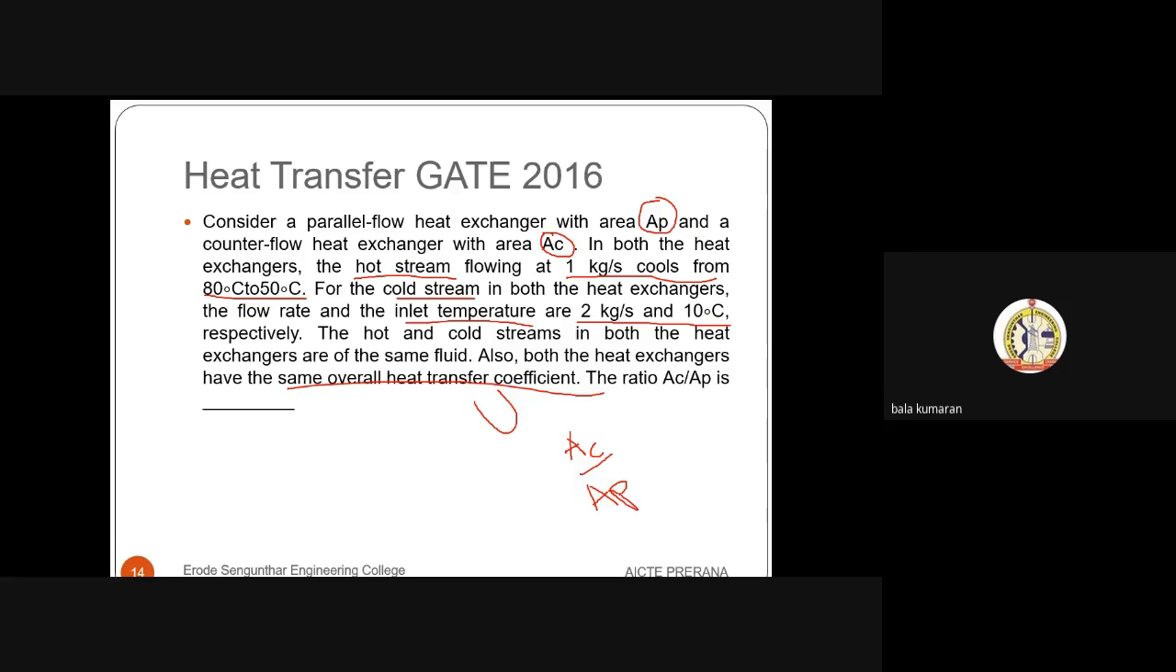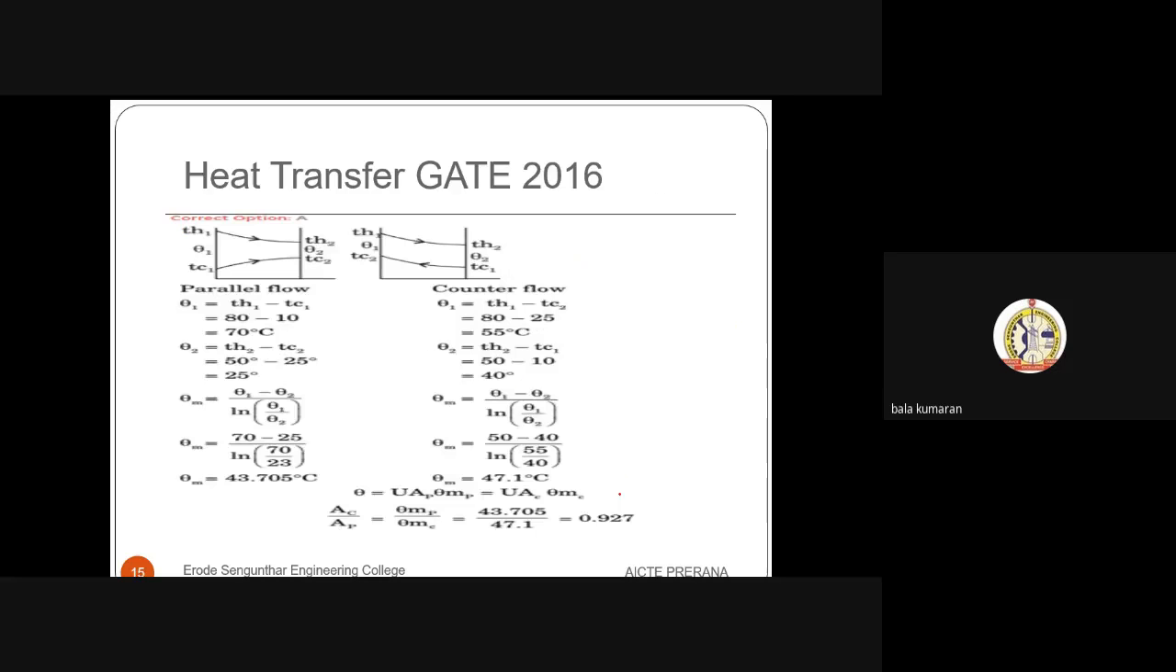First note all the points they have given. We have to find AP and AC. They have given a hot stream and a cold stream with two different masses and the temperatures, and they ask to find the ratio where the overall heat transfer coefficient is constant. Both heat exchangers have the same overall heat transfer coefficient. Shall we go for the answer here? Yes, this is the answer.